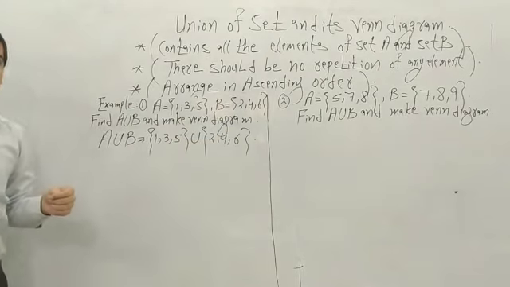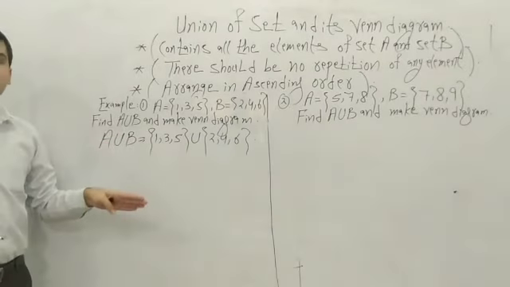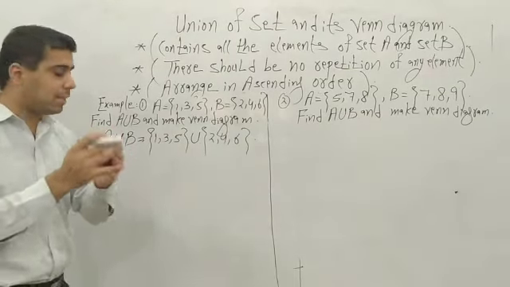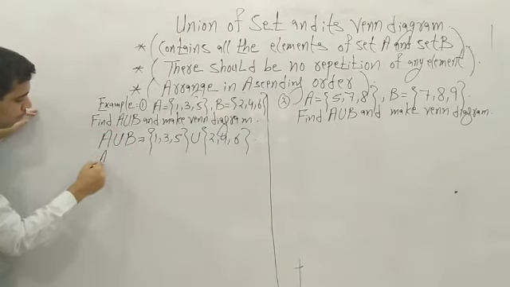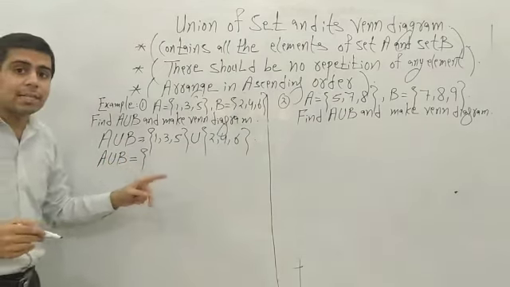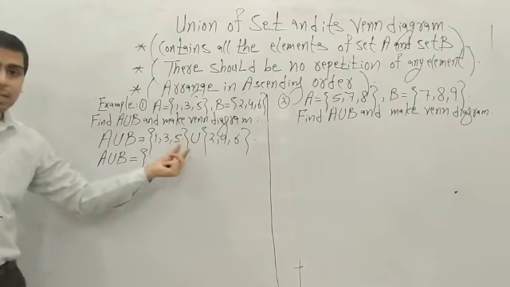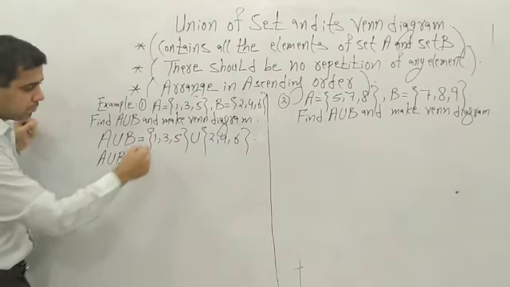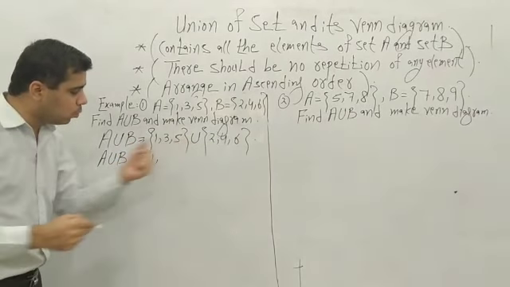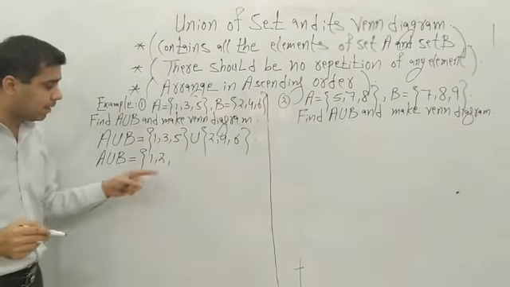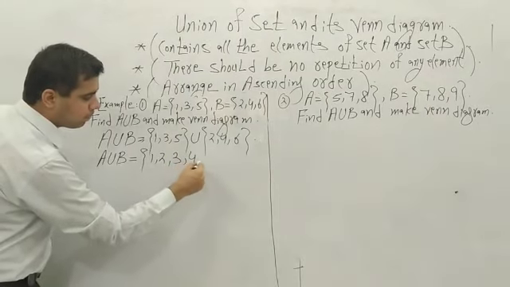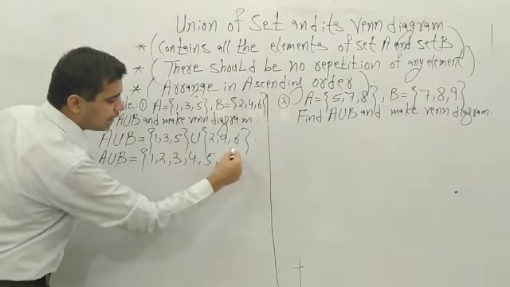Now, as I have told you, we have to arrange all the elements in ascending order, since the combination of all the elements of the given sets is called the union of sets. So we will combine all the elements of these two sets in ascending order. Now we have to see which is the least number, the lowest number. That is 1, so we will put 1 first. Then there is 2, then 3, then 4, then 5, then 6.